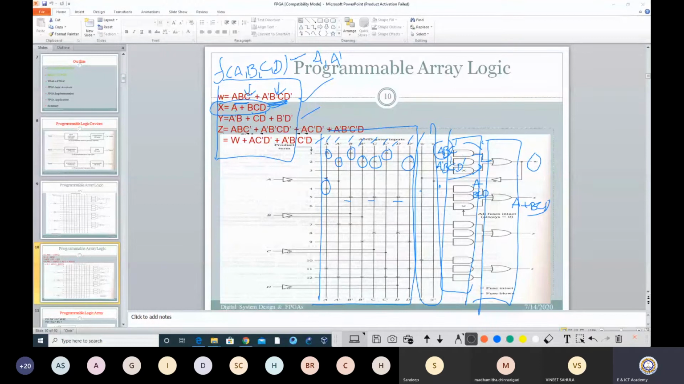So Z is having a 4 min term. But if you observe that the 2 min terms are the same, which is there for W, instead of generating this again, what can I do? I can use this W. Now in order to do that, the W is taken out over here.